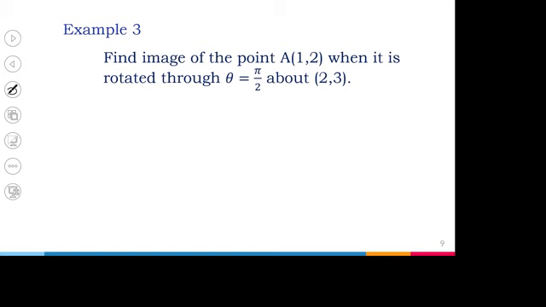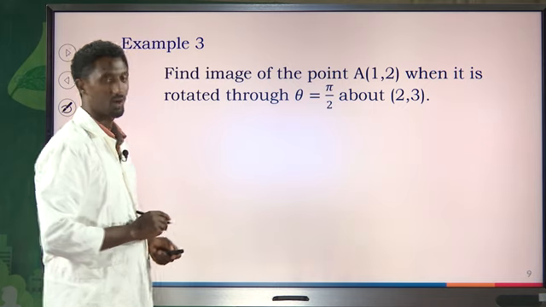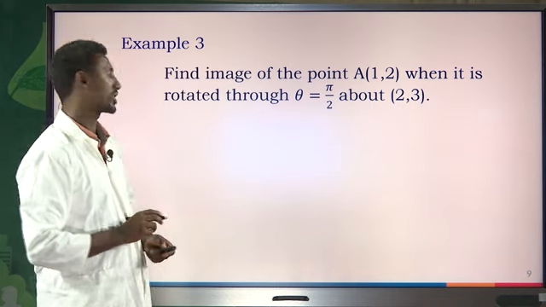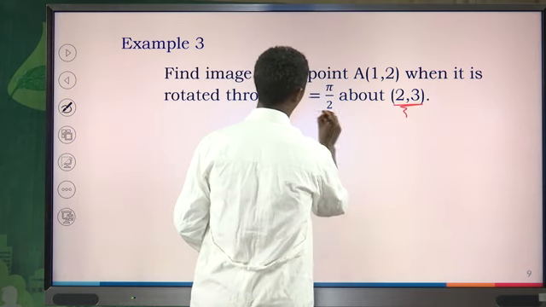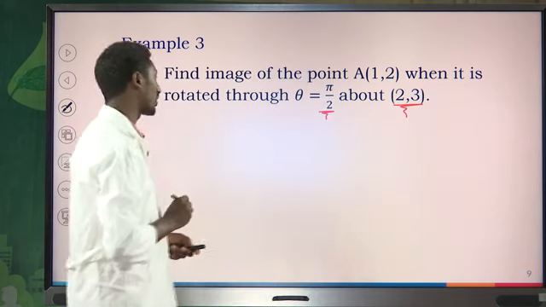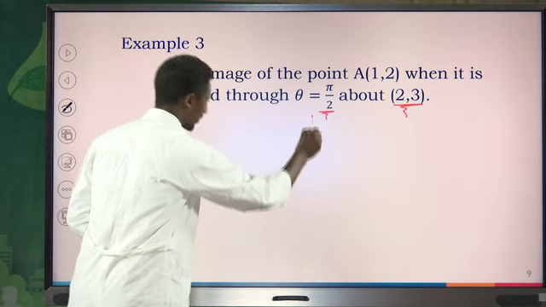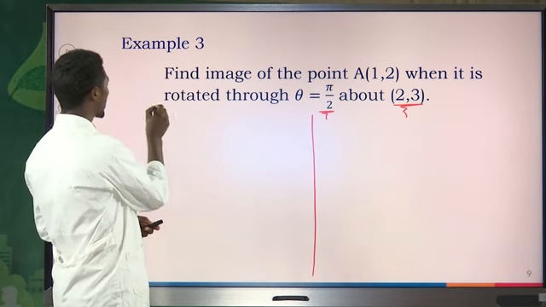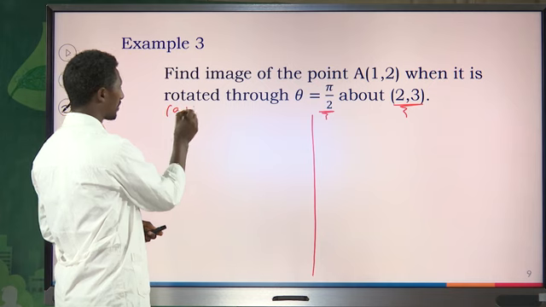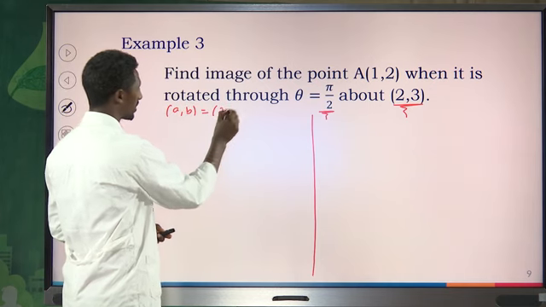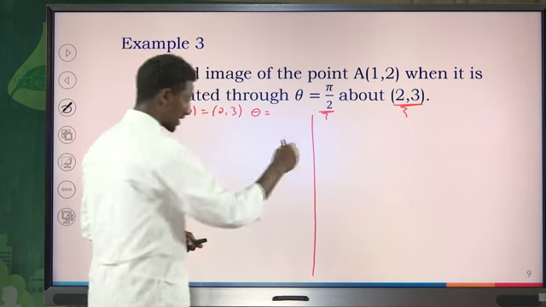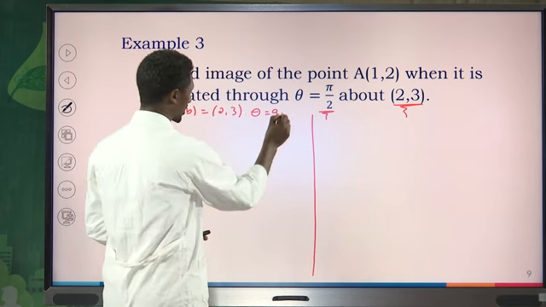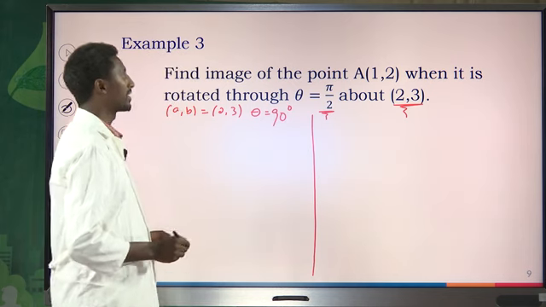Okay, so find the image of point (1, 2) when it is rotated through pi over 2 in radian measure about the center of rotation (2, 3). This is an angle theta which is in radian. So to find the image of a point A, what's given is the center of rotation (a, b) is (2, 3) and the angle of rotation theta equals pi over 2 in radian. The degree measure of pi over 2 is 90 degrees.